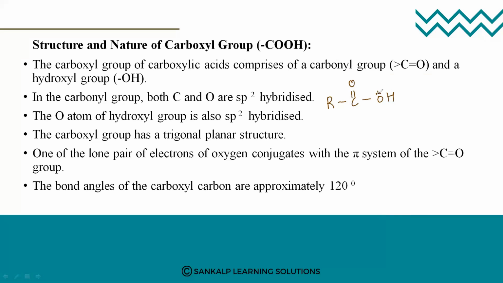So one of the lone pairs of electrons undergoes conjugation and it can form R, C, O minus and double bond O, H. Okay, like this. So it can undergo a conjugate system. Fine. So the bond angles of the carboxyl group are approximately 120 degrees. So this is the structure of your carboxyl group.